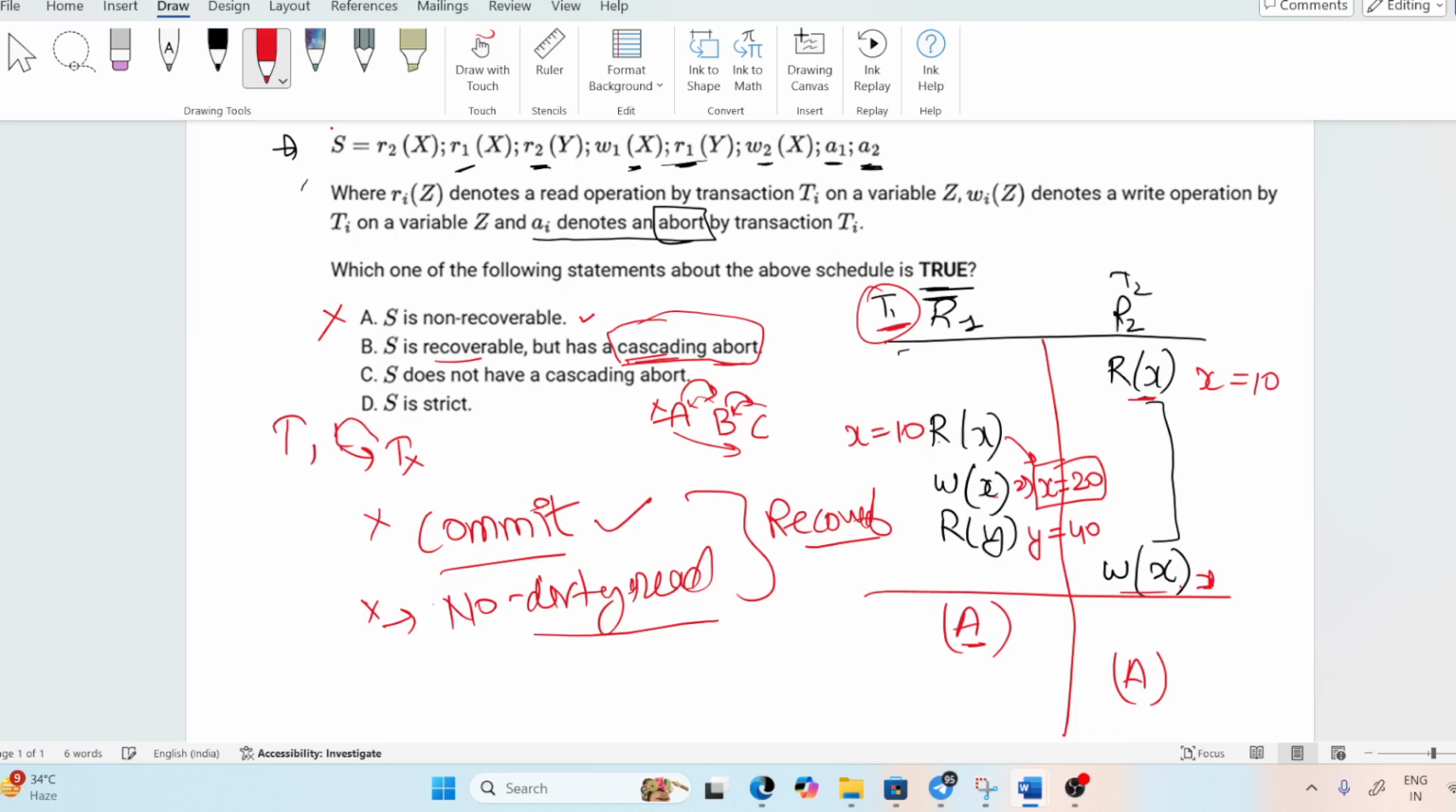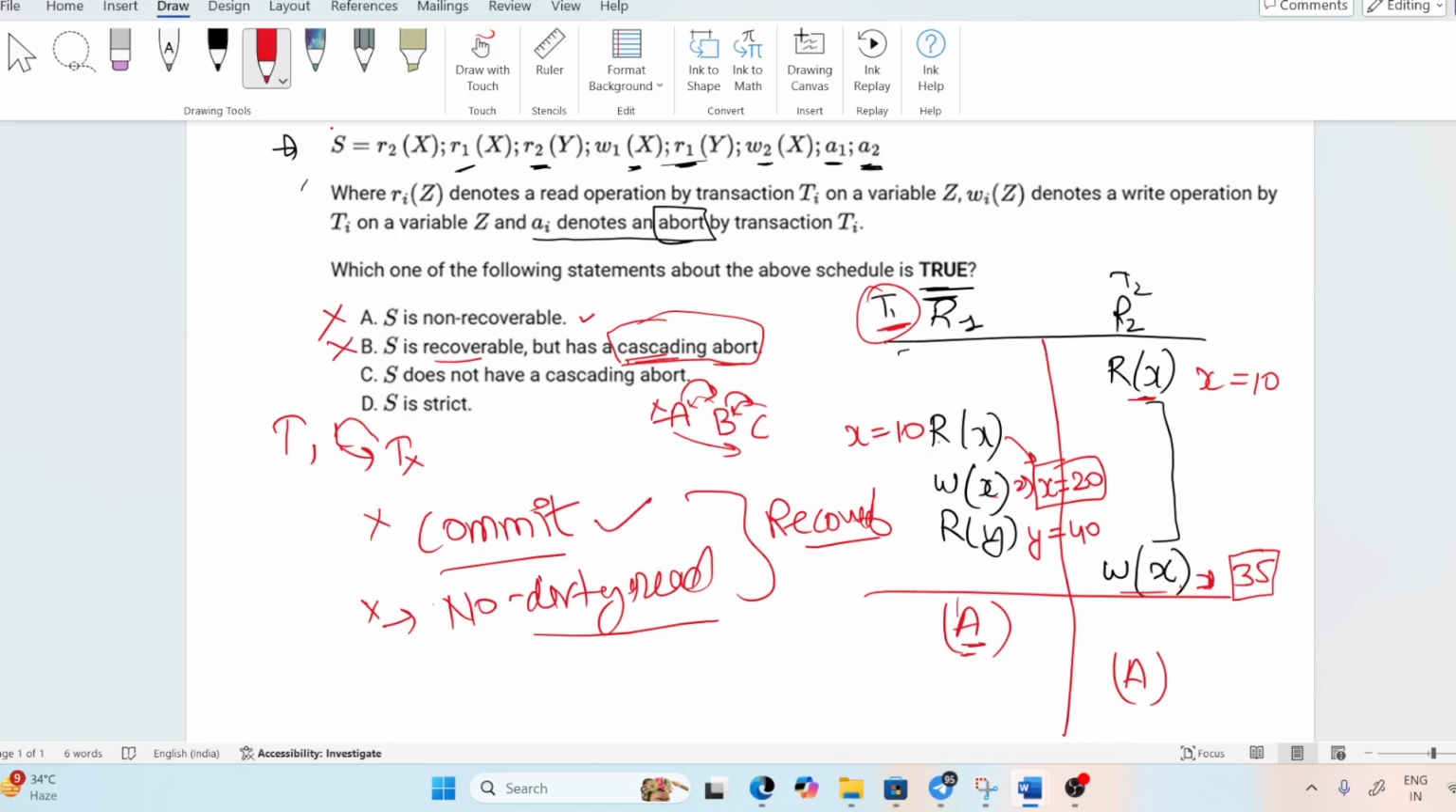He has no idea, so he will immediately override the value. He doesn't care about T1. Suppose he wants to update the value to 35, so he will update it to 35. He is not reading any value. If this one aborts, whatever value he read was a false value, but there is no dirty read over here. So it will not create any kind of cascading abort. This is also not an issue.